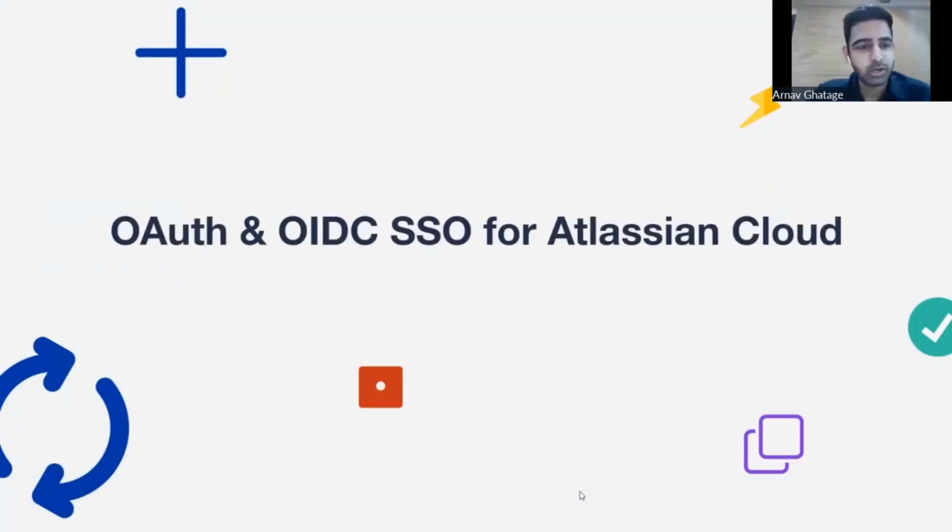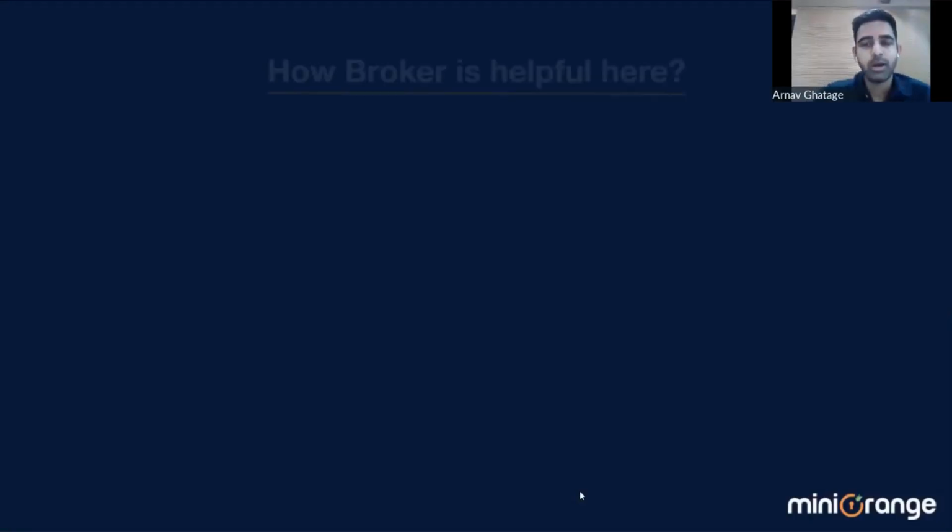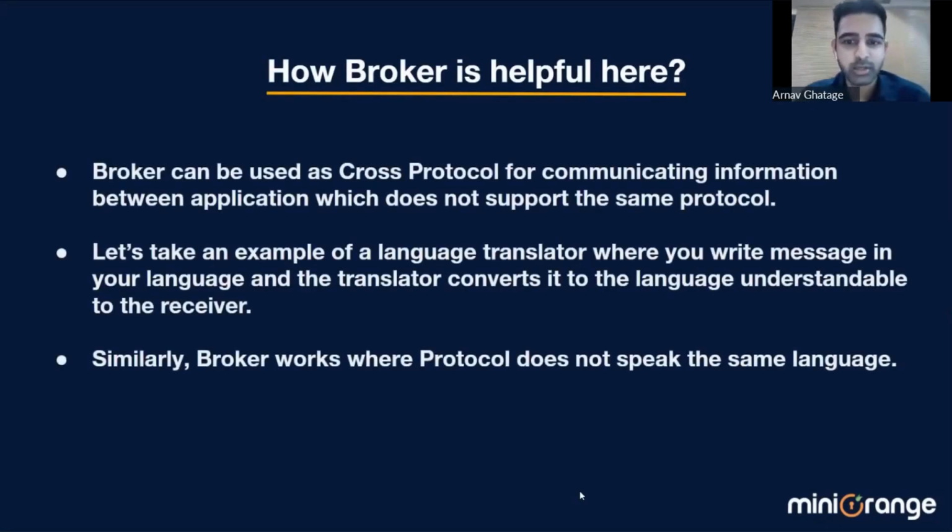Moving on to the next slide, I'll be explaining what OAuth and OIDC SSO is for Atlassian Cloud and how the miniOrange solution is able to achieve this. As mentioned earlier, here also a similar miniOrange identity brokering platform is used. Atlassian Access only supports SAML, right? So how do enterprises having OAuth or OIDC identity providers use single sign-on?